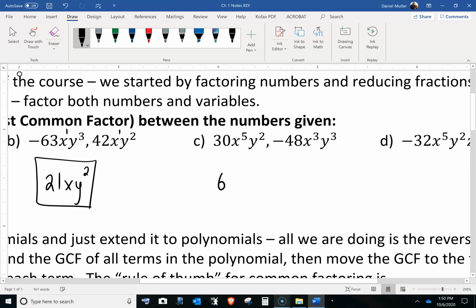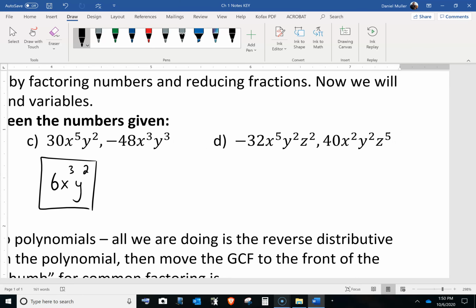And x5 and x3, so the smallest is x3, so they both have an x3 that can come out. y2 and y3, y2 is the smallest, and so y2 can come out of both of them. So that is the GCF of those two terms.